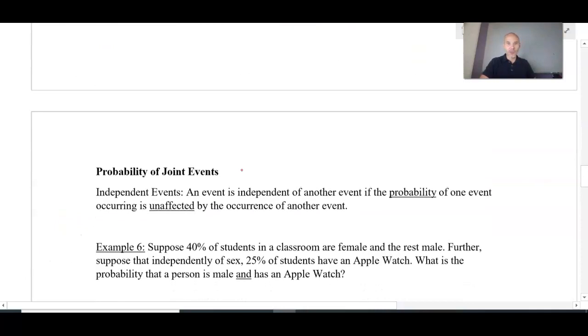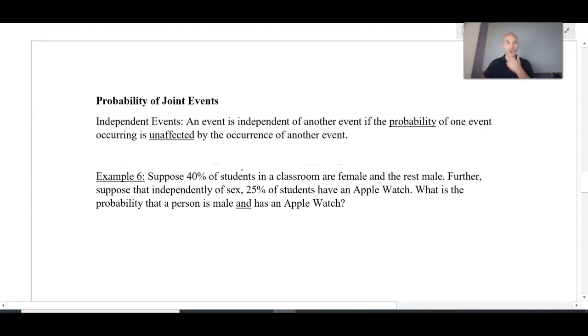Couple more things here. So now let's look at the probability of joint events. For things to happen jointly means they both happen. All of those events happen. And these are separate events. So we're taking more than one event and asking what's the likelihood that all of those happen simultaneously.